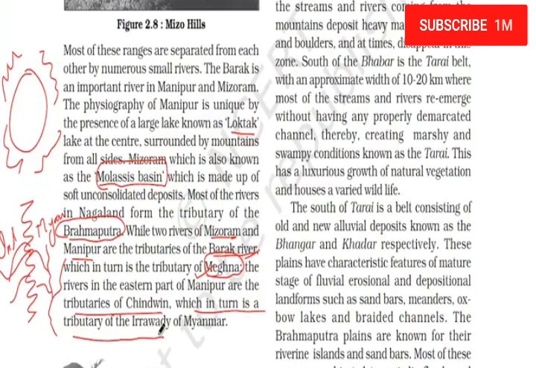So what did we see? In the Northeastern Himalayas, some rivers flow to the west, India, and some flow to the east, Myanmar. Whichever rivers flow to the west, if you consider till Nagaland, they are actually tributaries of Brahmaputra. If you look at Mizoram and Manipur, they are actually tributaries of Barak River, and Barak River is in turn a tributary of Meghna. Whereas on the eastern side, the rivers go and join Chindwin River, and Chindwin River is a tributary of Irrawaddy River. This is what we need to understand.